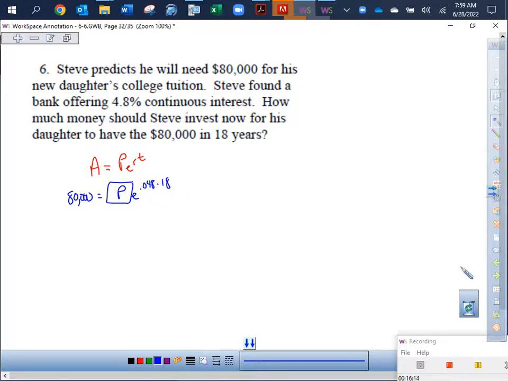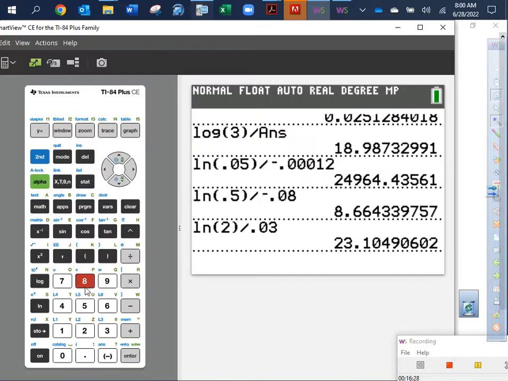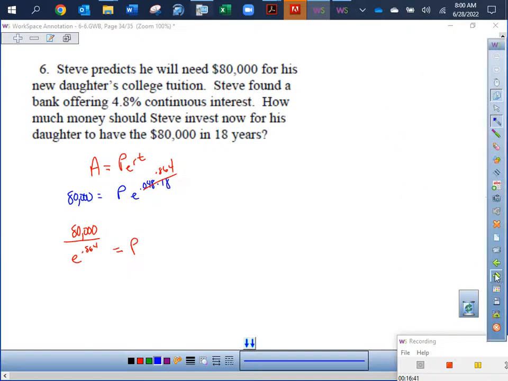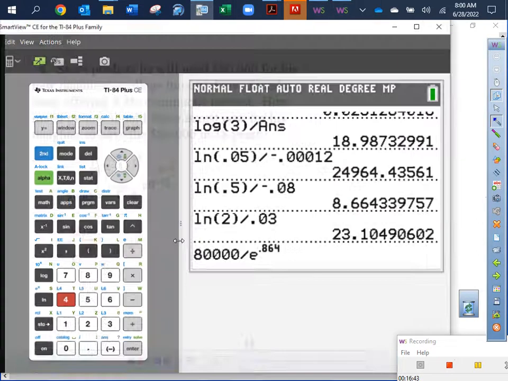So what I am going to do is clean that up. I'm going to take 0.08 times 18, and thank you, calculator. I got 0.864 for that. And now to get P all by itself, there's this times e to the 0.864. I'm going to divide both sides by e to the 0.864. Punching that in the calculator, 80 grand divided by e to the 0.864. I think that was the right number. 0.864. Sure was. And by punching that in, you get this old boy.